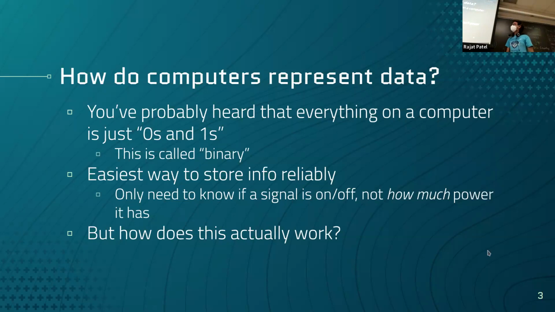So you've probably heard that everything on a computer is just zeros and ones, which is called binary. This is basically the easiest way to store information reliably, because you only need to know if an electrical signal is on or off. You don't need to know how much power it has. So there's a lot of room for error there, and it just makes building computers a lot simpler when you don't have to deal with that. So how does this actually work? That's what we're going to start getting into.